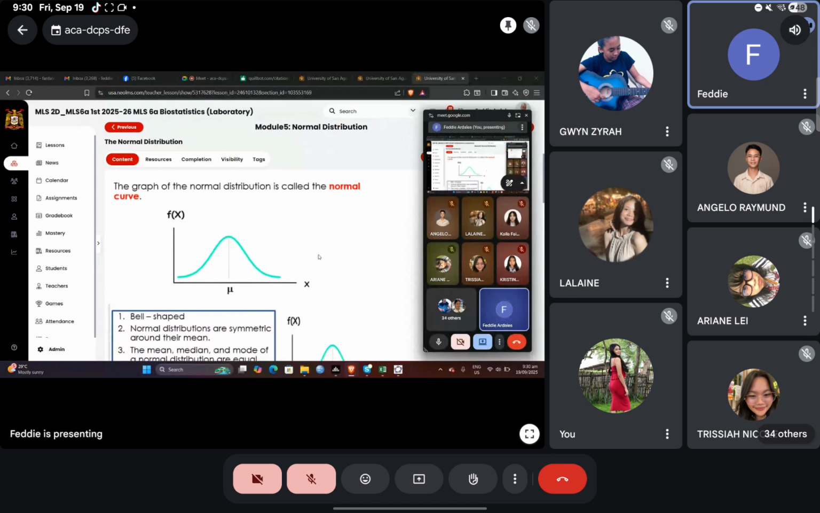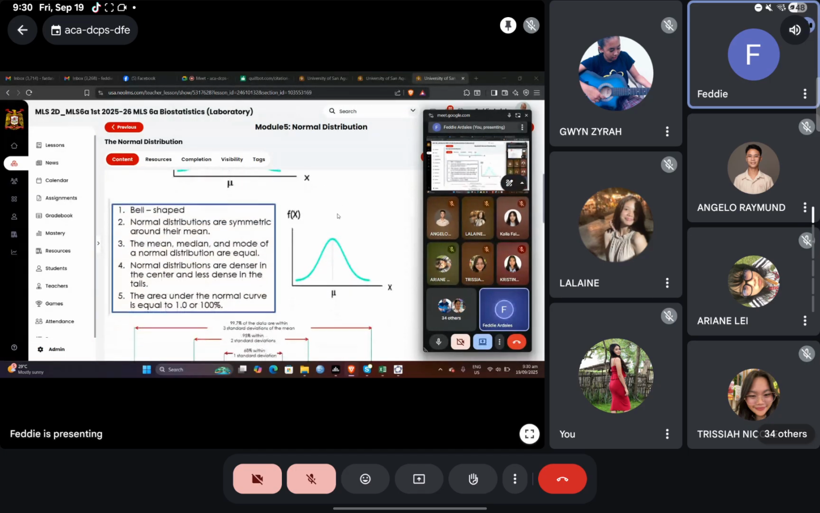Okay, so this is the graph of a normal distribution. We call this a normal curve. For the normal curve, we have the following characteristics. Take note of this. The shape of the curve is called the bell shape. Normal distributions are symmetric around the mean, meaning there's an imaginary line that divides the curve into two, and that line represents your mean. That's why it's symmetric about the mean.